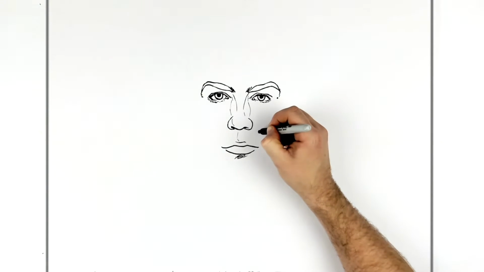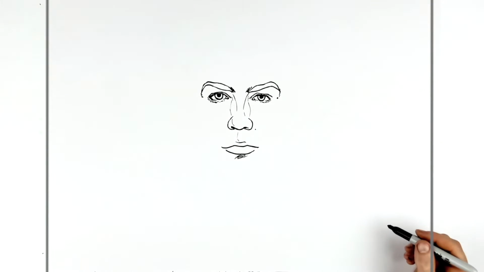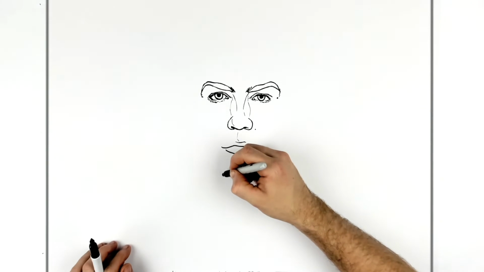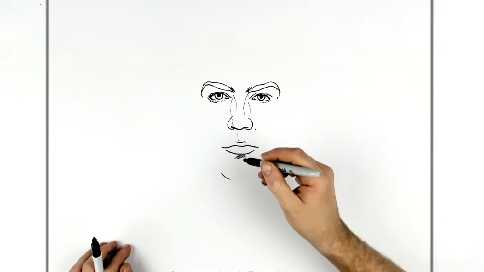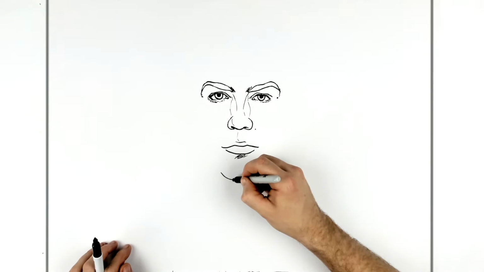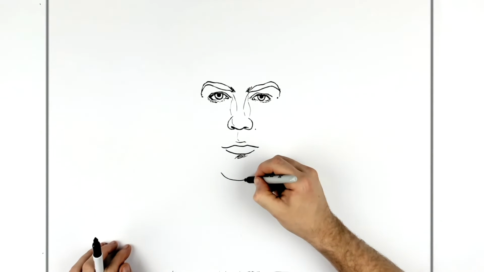I think he's got another freckle on the side of his face somewhere here. Okay, so then his chin, right? So it just comes down here. He's got a pretty square chin. He's got really defined features.